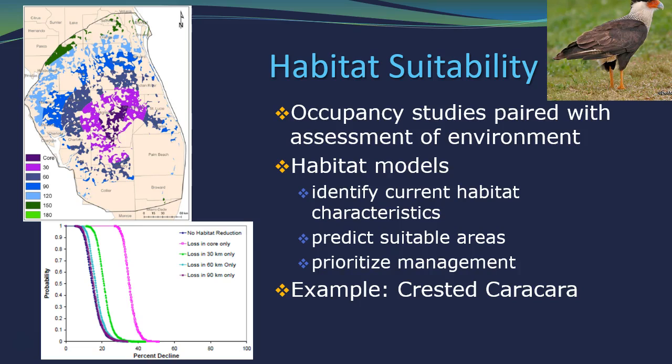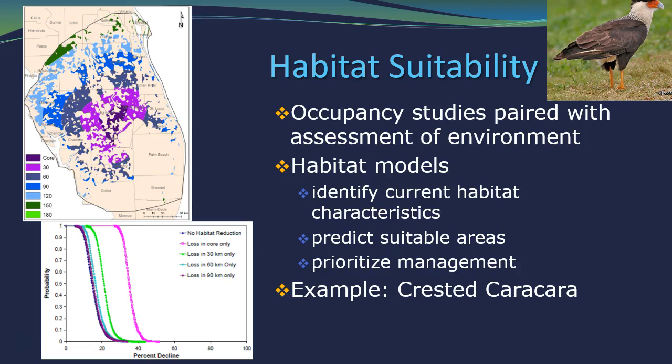And predicting suitable areas is also important for when we have a species of concern and wildlife managers are trying to manage the land that their wildlife is on. Doing a habitat suitability analysis allows the managers to prioritize locations that need to be looked at in order to improve the situation for the wildlife.